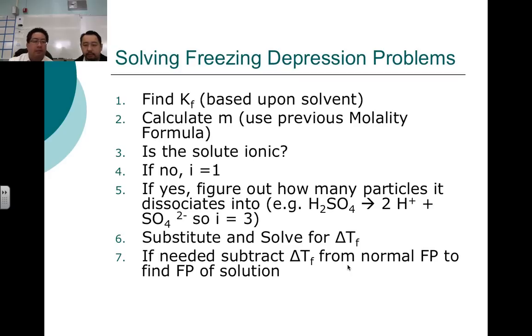Freezing point, same idea. The Kf is given, or will be given to you on a chart or in the problem. And then again, you're using molality, and you're going to check if the solute is ionic or not. Again, if it's not ionic, your Van't Hoff factor is just 1. And if it is, then you're going to have to multiply it by how many ions it breaks apart into. Then you just substitute all the numbers into the equation and solve. And since this is called freezing point depression, you're going to subtract it from your normal freezing temperature.